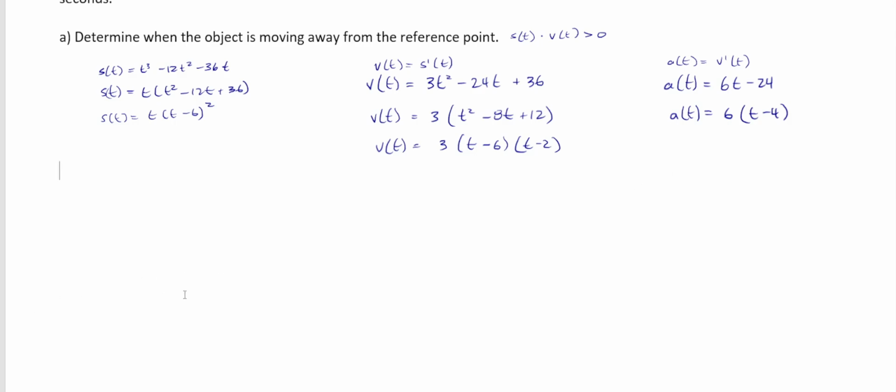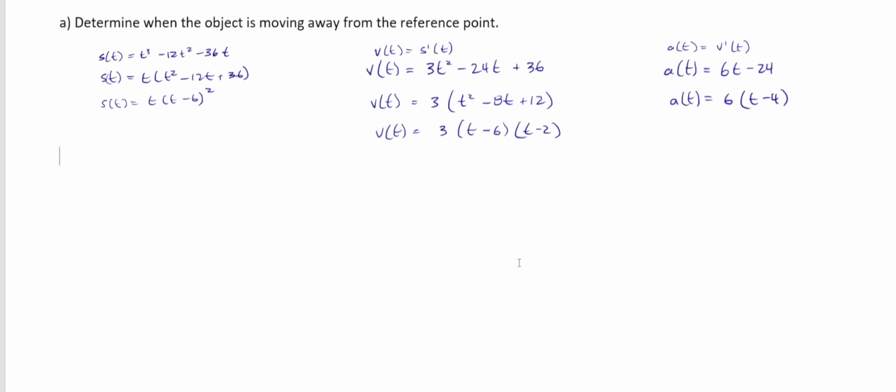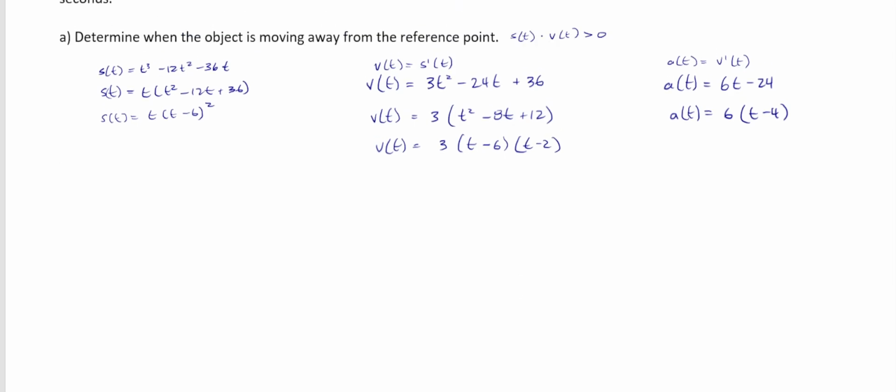Now you might be wondering, why am I putting these in factored forms? Why did I factor the position function, and then why did I factor velocity and acceleration? Well, remember that if I want to find when an object is moving away from the reference point, I need to find when S at t times V at t is greater than 0, apologies. Less than 0 was the previous example. So when is it greater than 0?